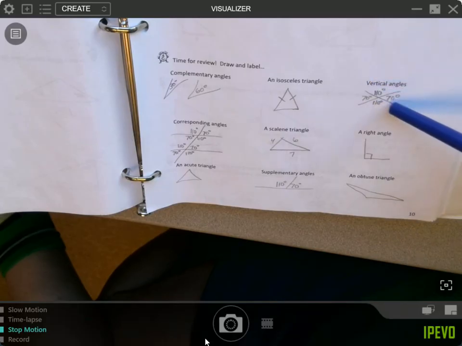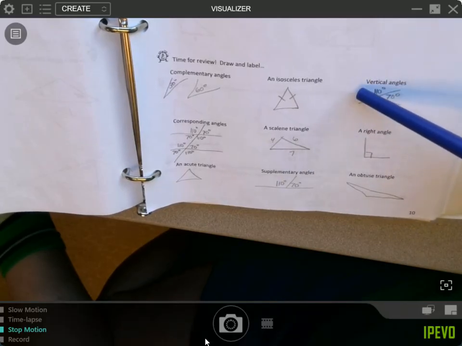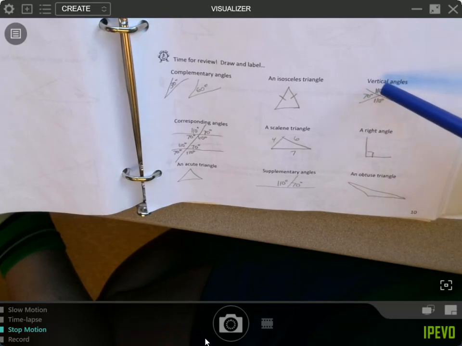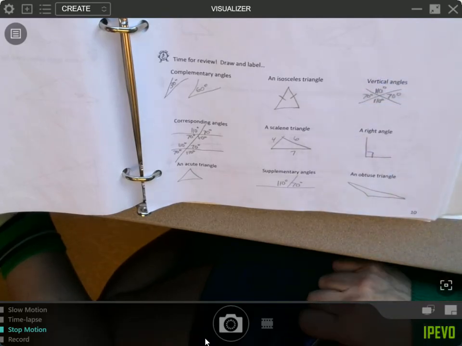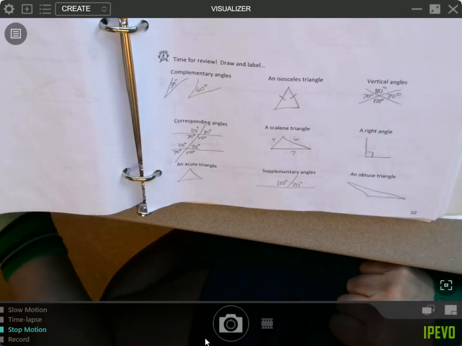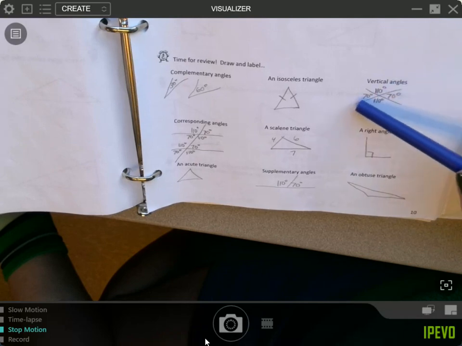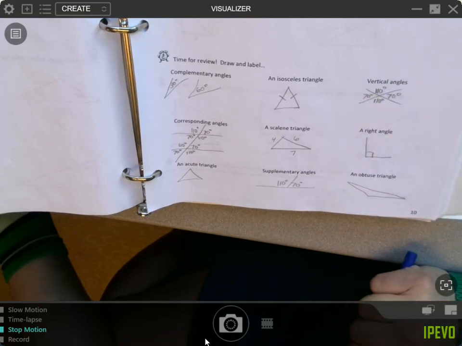Vertical angles, you draw your X. The opposite angles are congruent. And those supplementary angles equal 180 degrees. So if your supplementary angles don't equal 180, it will be wrong. So we have to remember those vertical angles, opposite angles are the congruent ones, but we have to make sure that they equal that 180.